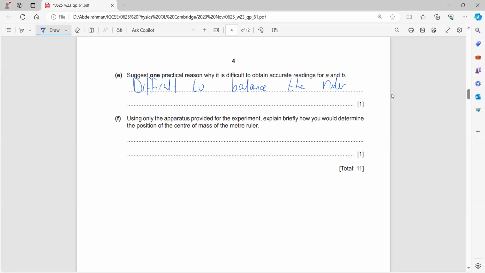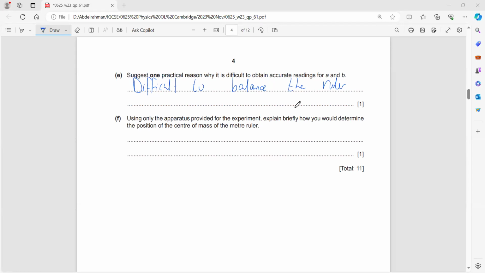For example, someone else might say the loads are sliding. Okay, it's difficult because the loads keep on sliding. That is one practical difficulty. These are some of the very trivial and easy errors. No, parallax error is not okay. It's not a difficulty in this question.